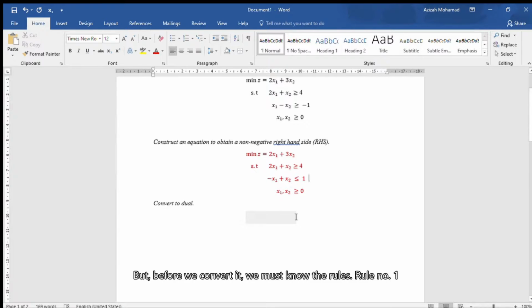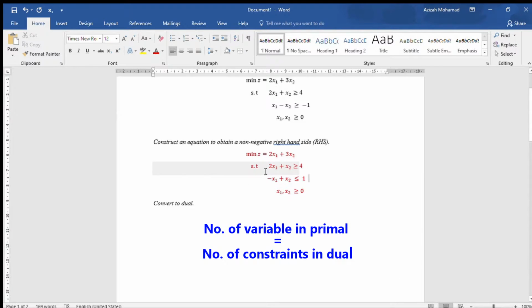But before we convert it, we must know the rules. Rule number 1. The number of variables in the primal will be equal to the number of constraints in the dual.